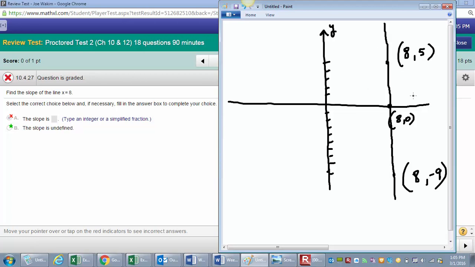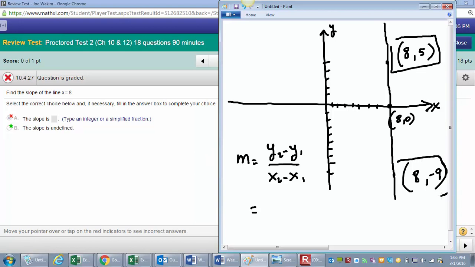This is called the y-axis. This is the x-axis. This is 1, 2, 3, 4, 5, 6, 7, 8. And that's it. So now we want to find the slope. The question is to find the slope. So to find the slope, let's use the equation change in y, y sub 2 minus y sub 1, over x sub 2 minus x sub 1. Change in y would be, let's take these 2 points, 8, 5, and 8, negative 9.